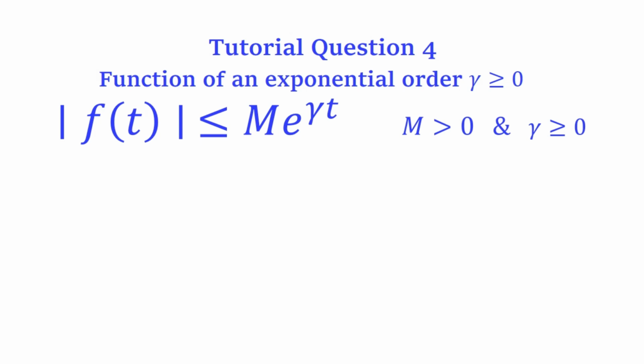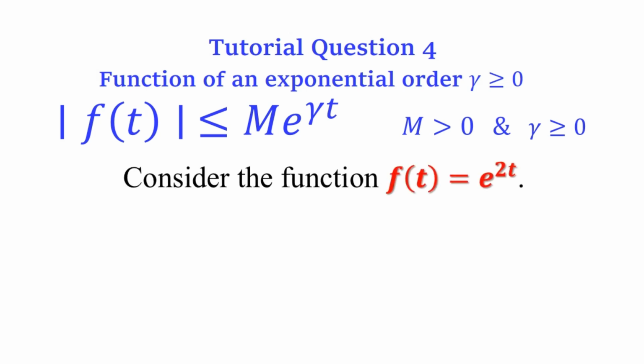It must cover a particular interval. I mean, the function must have a lower bound and an upper bound within a particular interval. So that is the reason why constant m can never be 0. But we can have gamma, which is the order of the exponential, to be 0. So we have to consider this function f of t, which equals exponential 2t.